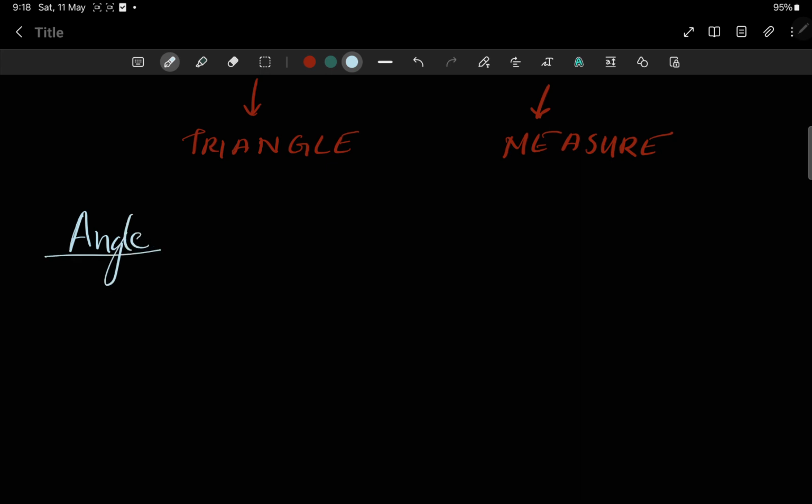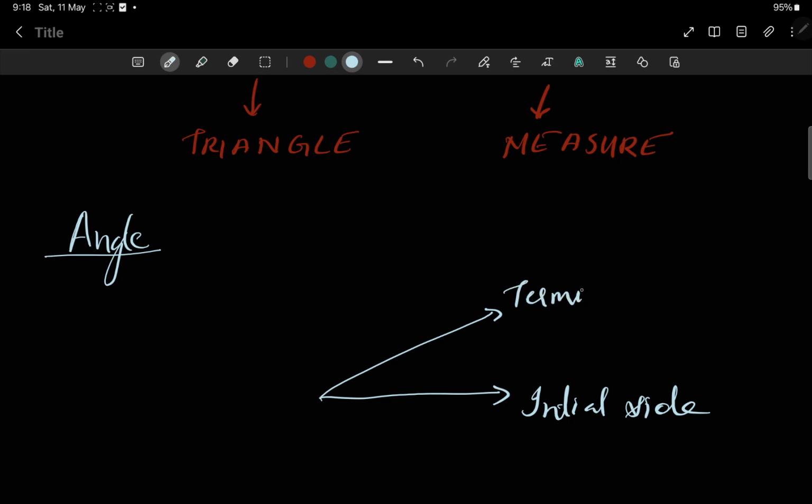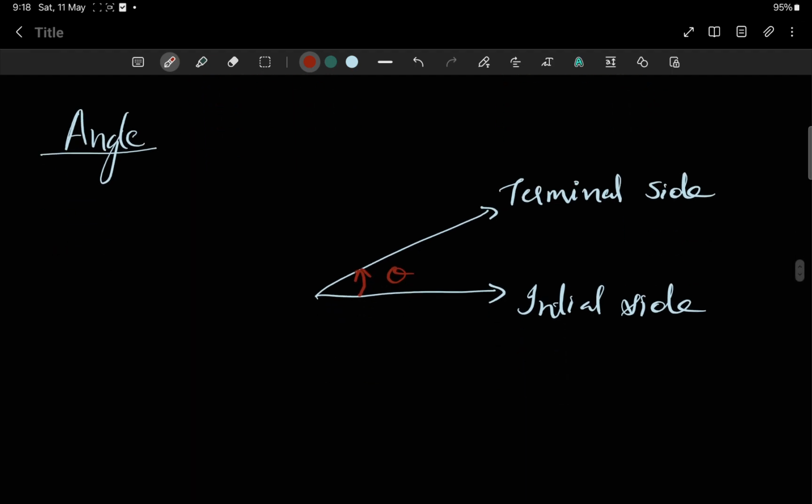So first we are thinking about angle. The measure of an angle is the amount of rotation from the initial side to the terminal side. So this is the initial side and this is the terminal side, and this angle is theta. So I think you are clear with the term angle.